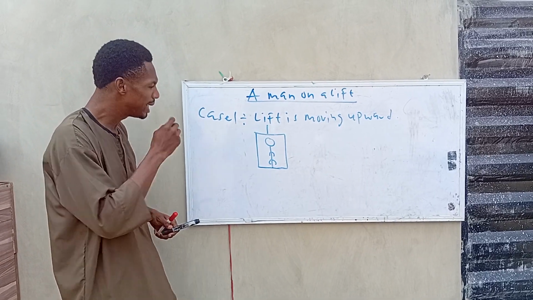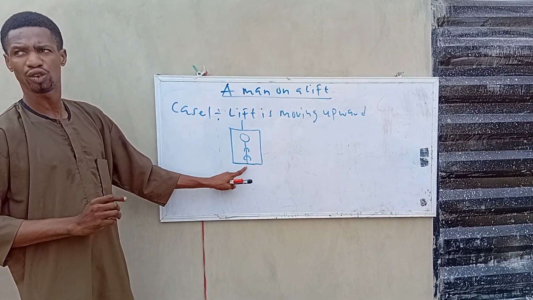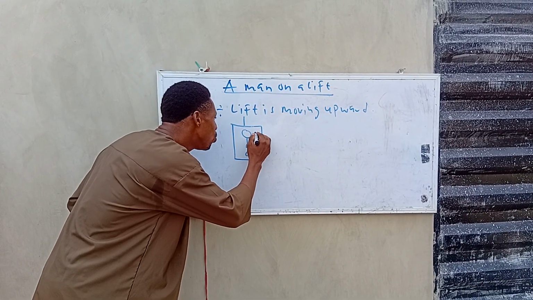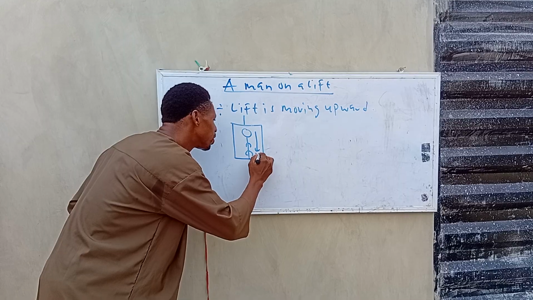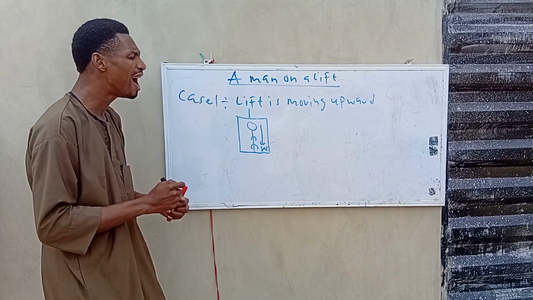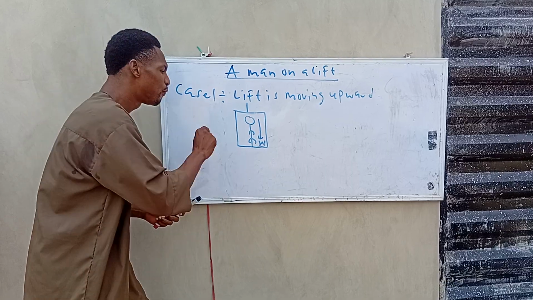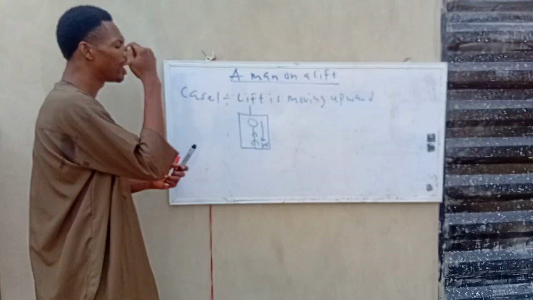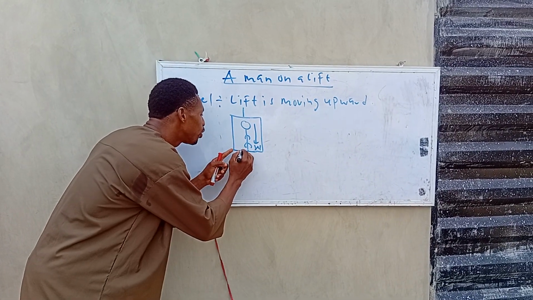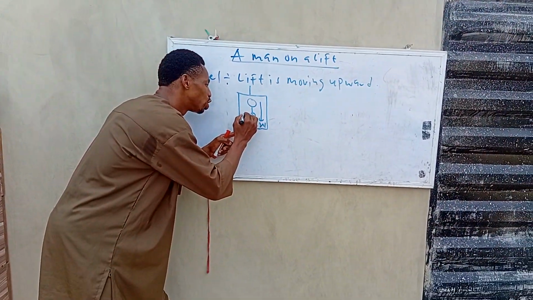Lift or elevator. Now, what I want to note is that there are two forces that will act on this man. The first force is the weight of this man, which acts downward. Please take note of that. The second force is the force of the floor of this elevator, known as the force of reaction or tension. This force from the elevator acts on the man upward.